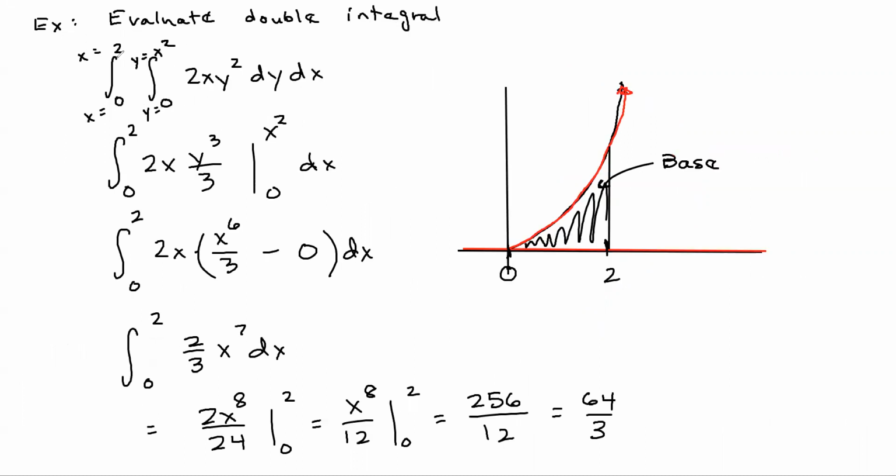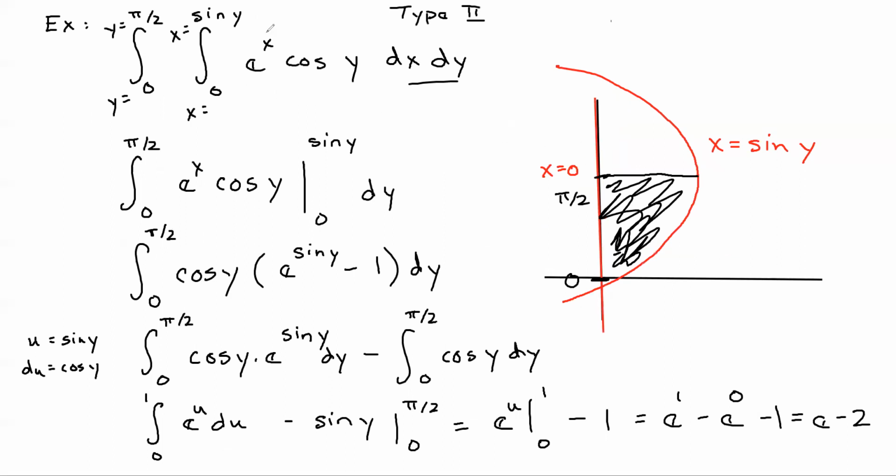It's just the same idea as we did here. So bottom, y equals 0, top, y equals x squared, left, 0, right, 2. Okay, left, 0, right, sine y, bottom, 0, top, pi over 2. So that's how you can create the base of the object by using the bounds, is that process that we just went through.